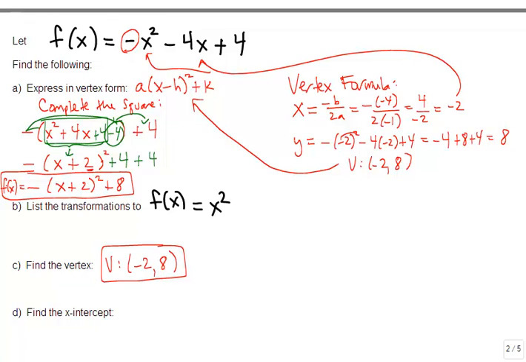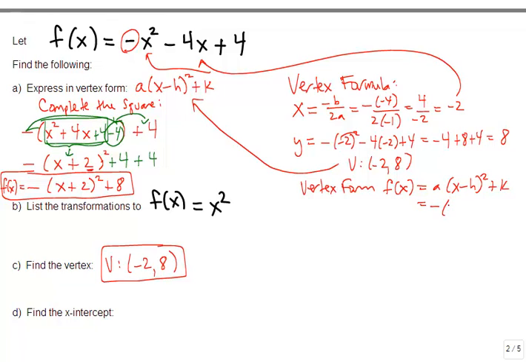So if my vertex form in general is f of x equals a parentheses x minus h squared plus k, what should a be? Well, the a in this vertex form is exactly the same a that we used up here, this negative 1. So a is negative 1, or just a negative.